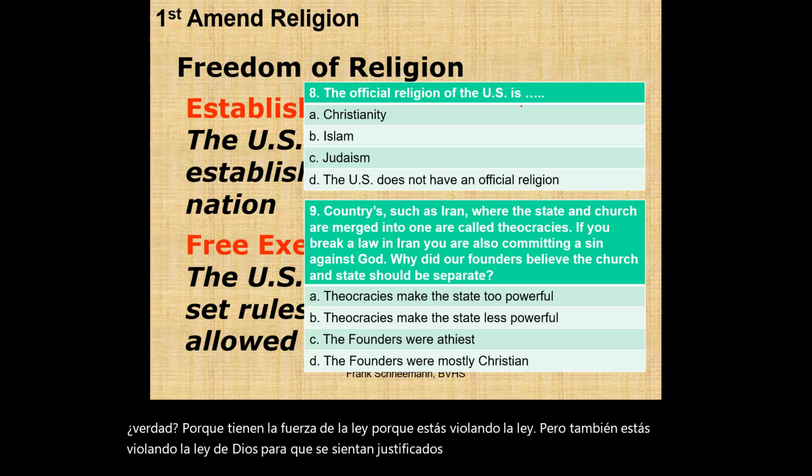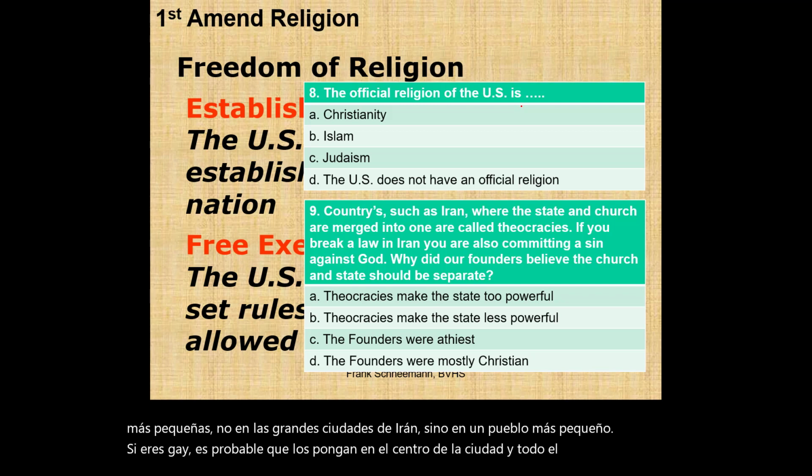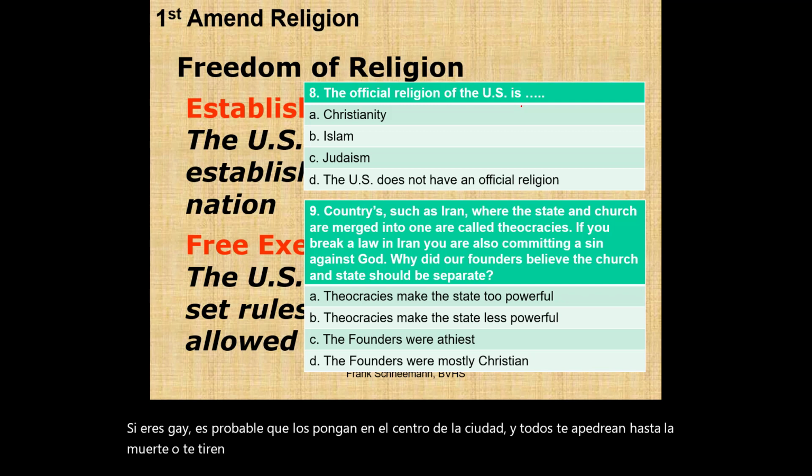In some of the smaller towns, not in the big cities in Iran, but in the smaller towns, if you're gay, you're likely to be put in the center of the town and everybody stone you to death or throw you from the top of buildings, because obviously the Quran says that being gay is against God's law.